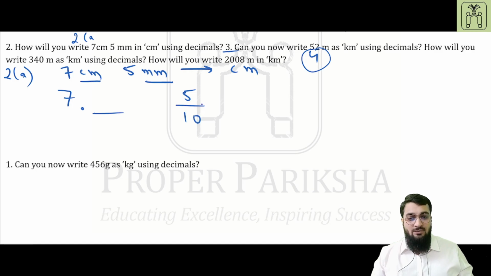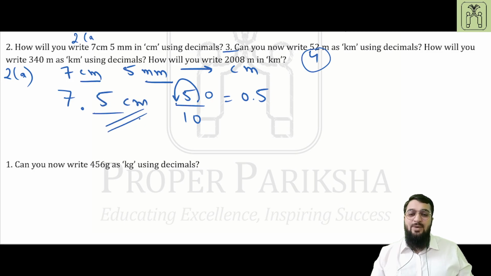Therefore 5 upon 10 will be written, decimal point will be added, 0 will be added. Since it is getting divided by 10, we will just jump on the left side and then we will place the decimal. Answer will be 0.5, and therefore the answer will be written as 7.5 centimeter. Okay, coming to the next question.